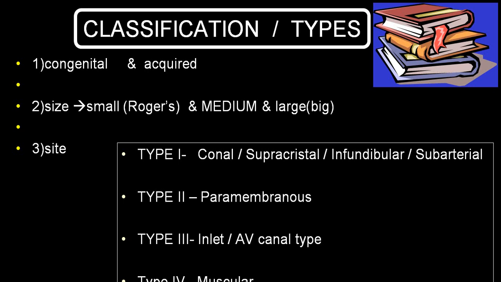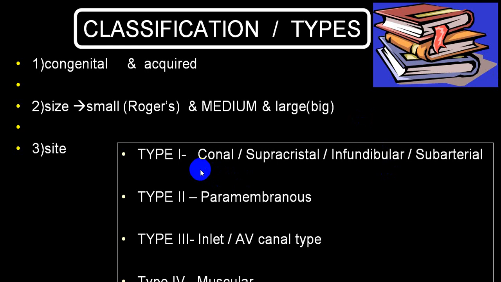In the congenital variety they are divided into two big groups. One we call a small defect, which is very commonly in the muscular portion, and the second is usually a medium to large size defect. A small defect is also given a name called Rogers defect. Site wise they are divided into groups.